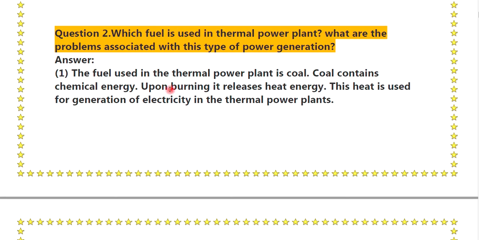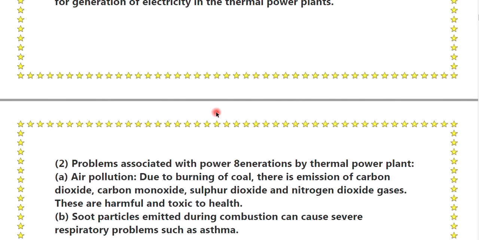Question number 2, which fuel is used in the thermal power plant? What are the problems associated with this type of power generation? Answer, the fuel used in the thermal power plant is coal. Coal contains chemical energy. Upon burning, it releases heat energy. This heat is used for the generation of electricity in thermal power plants.